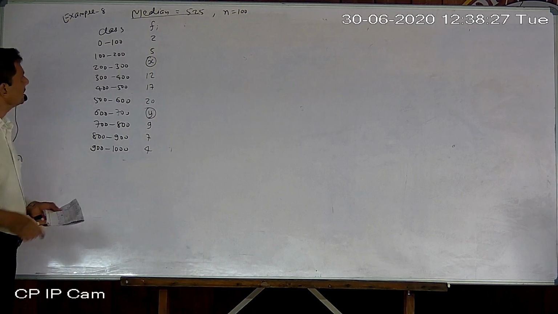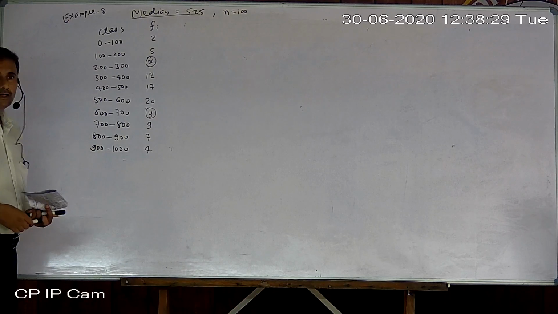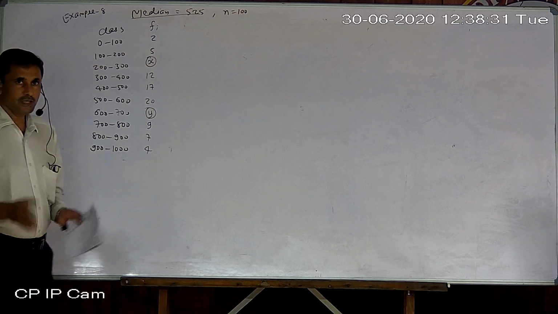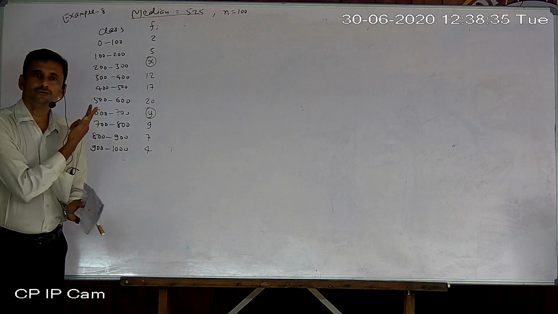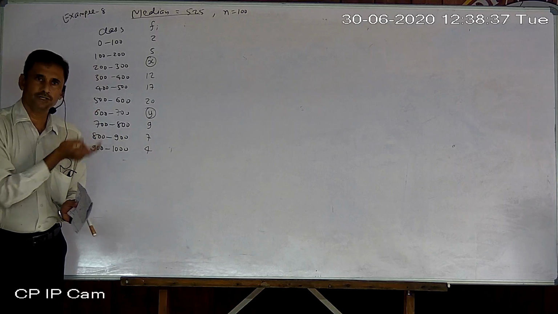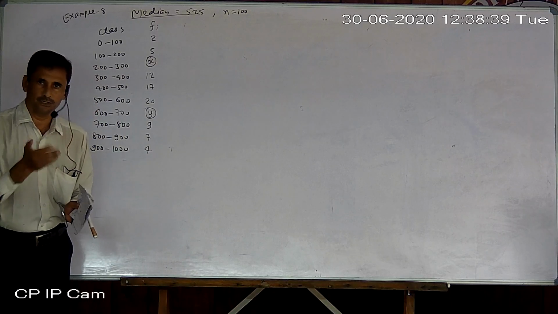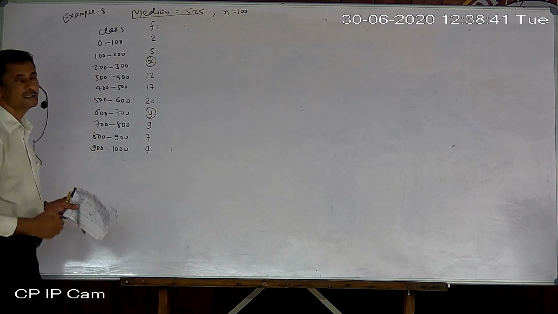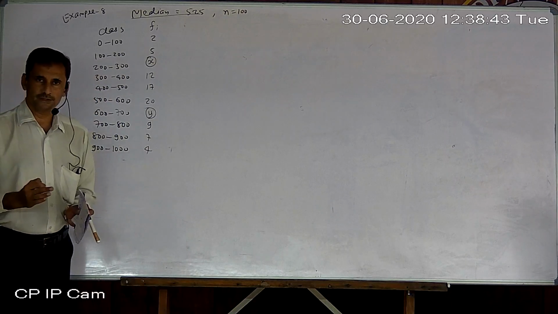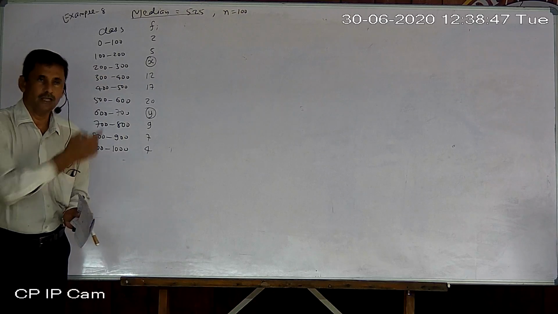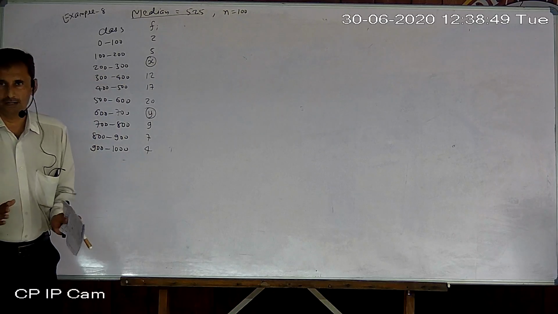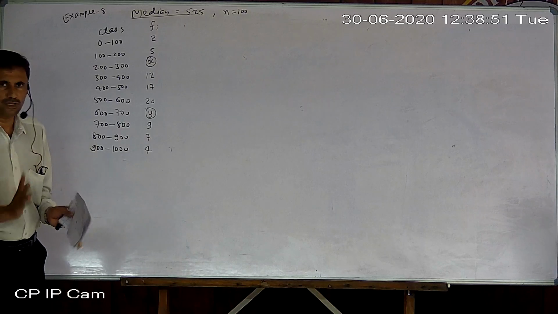There is a given median 525 and n equal to 100. As I told, whenever two frequencies are missing, two values are given. One is a central tendency, either mean or median or mode, and the second one is the total number of frequencies. Here, instead of sigma fi, it is known as n. So n or sigma fi, both are the same here.